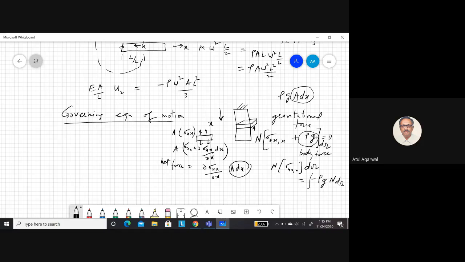So this is the way you generate your equations. Now I have got this case. Now you take an element. So you have got stresses. What is the force on this element? Because of the stresses, this is the force per unit volume.